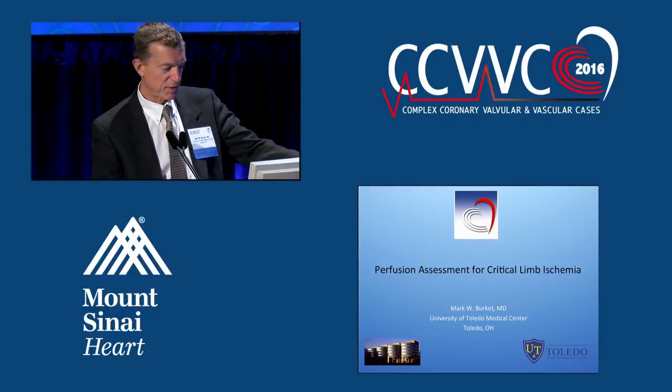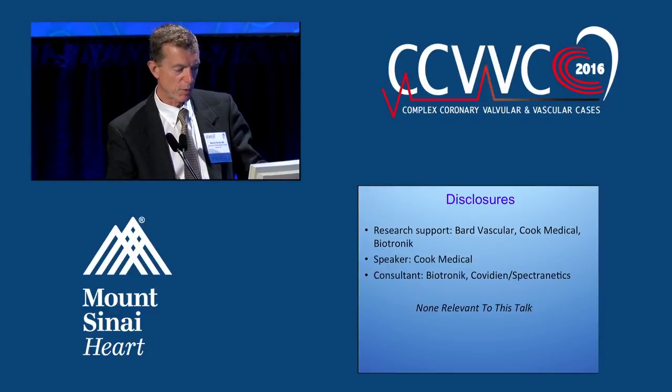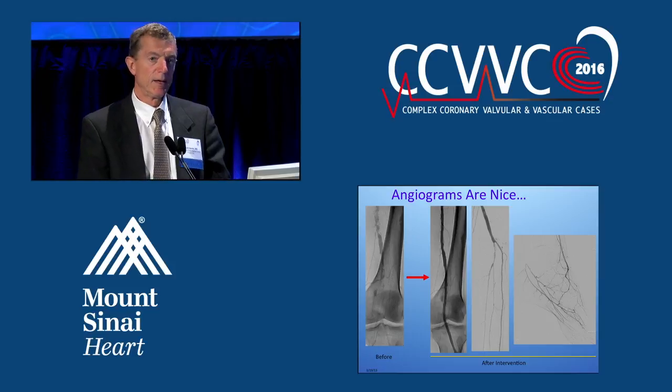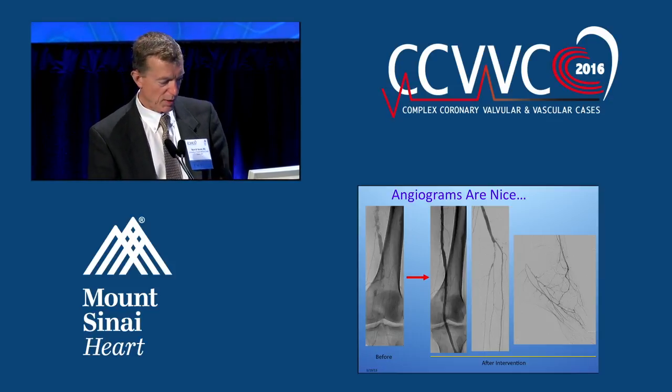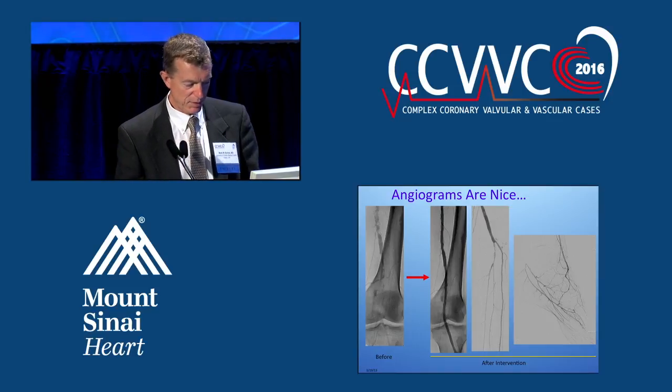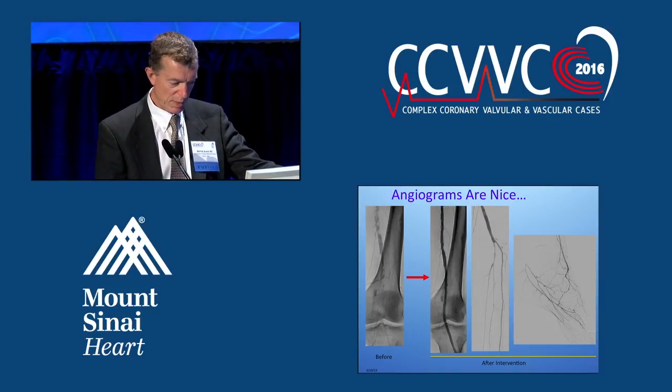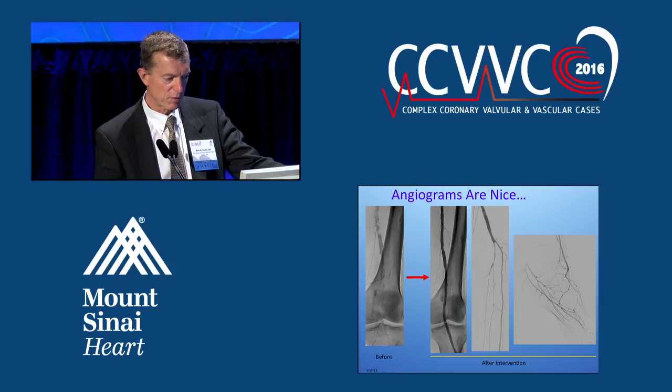So we're going to talk for the next 10 minutes about perfusion assessment for critical limb ischemia. We look at a lot of angiograms. They're great. Here you can see a patient's angiograms with critical limb ischemia, the left panel before treatment, the right panel showing revascularization to the foot.